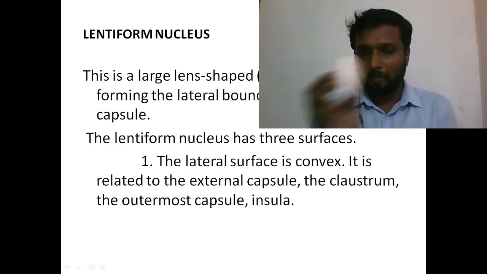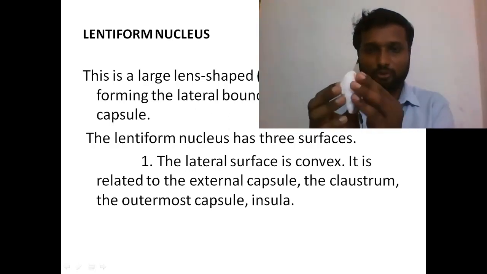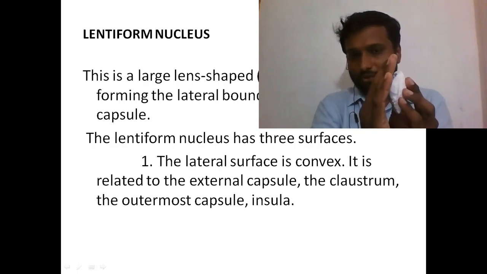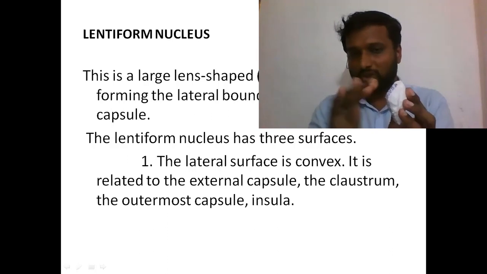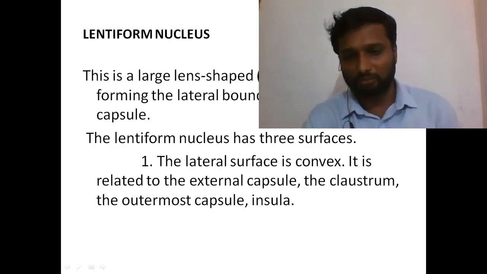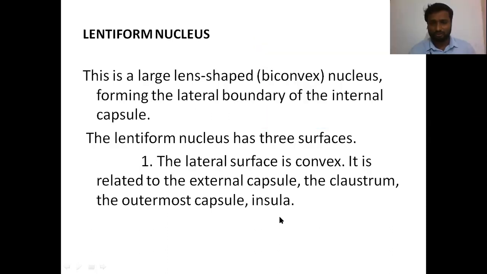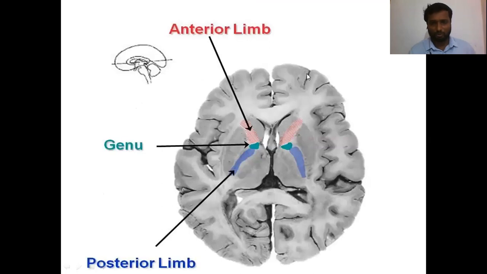It is related to the medial internal capsule. Now the lateral surface is related to the external capsule, then a gray matter mass, that is the claustrum, then the outermost capsule, then the insula. What is the insula? We consider it the fifth lobe of the cerebrum. The cerebrum has four lobes: frontal, parietal, occipital, and temporal. And this lobe is the insula.